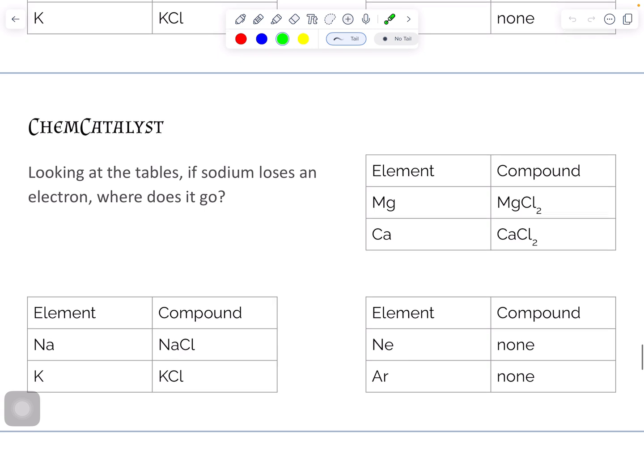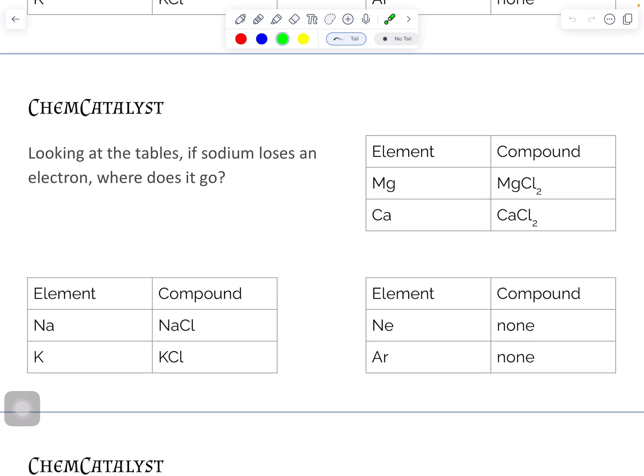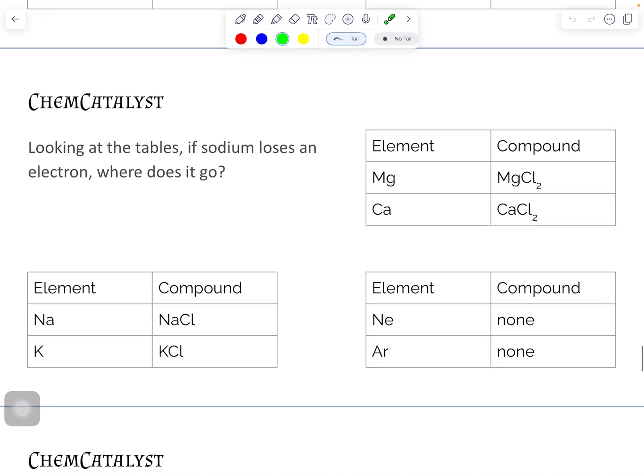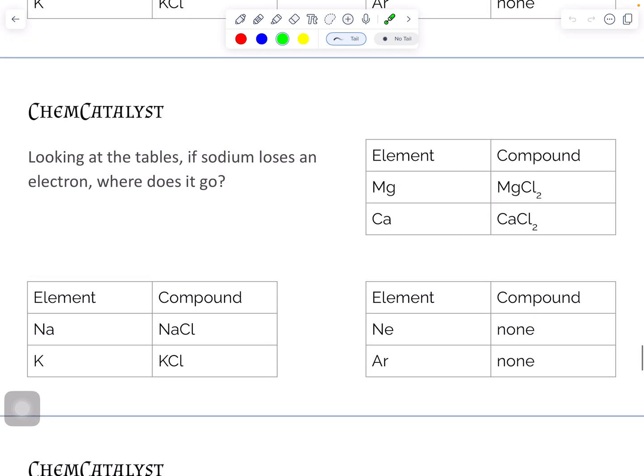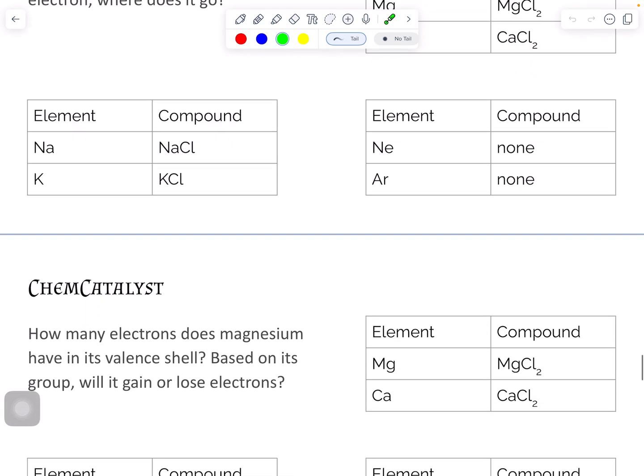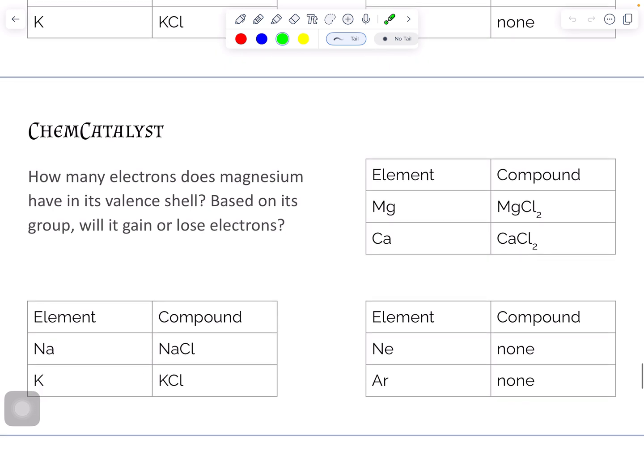All right, now you can look at the tables. If sodium loses a single electron, where does it go? And the answer is it's going to go to chlorine. Chlorine needs to gain 1, sodium needs to lose 1, and so they form a bond when sodium loses 1 to chlorine. All right, let's see if we can make an inference.